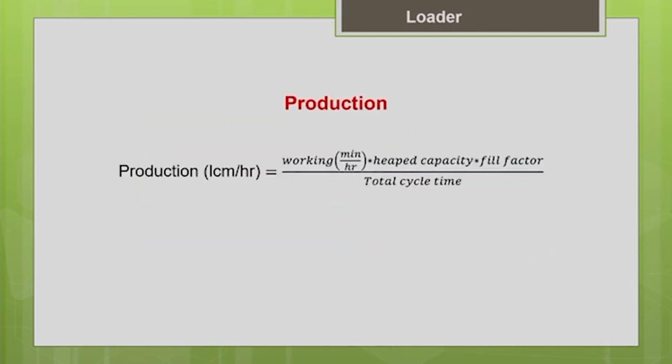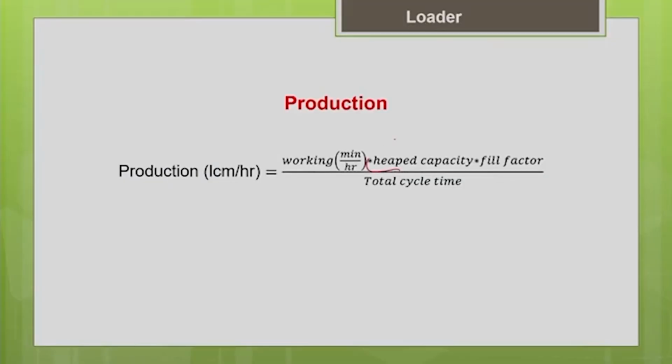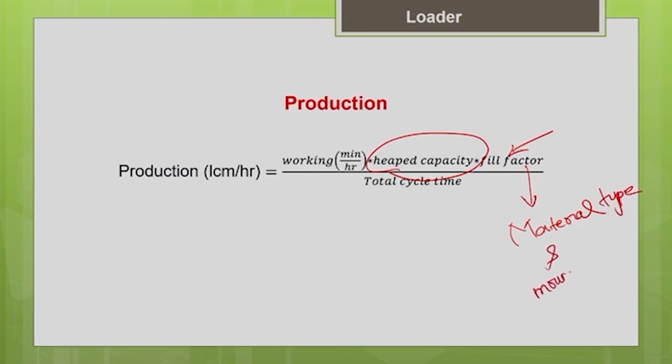Now, how to estimate the production? The production estimation is going to be similar for most of the machines. You know the heaped bucket capacity for the particular bucket given by the manufacturer. That bucket capacity you are going to adjust with the help of the bucket fill factor. The bucket fill factor will depend upon the material type which you are going to handle at your project site and the mounting of your machine, whether it is wheel mounted or crawler mounted. Depending upon that, you have to apply the bucket fill factor, and that value is also available from the literature.